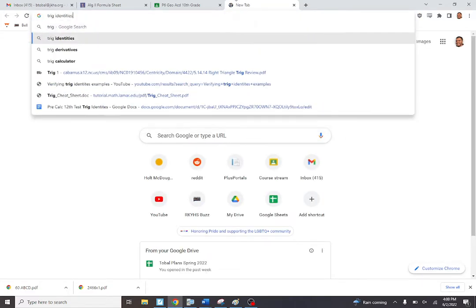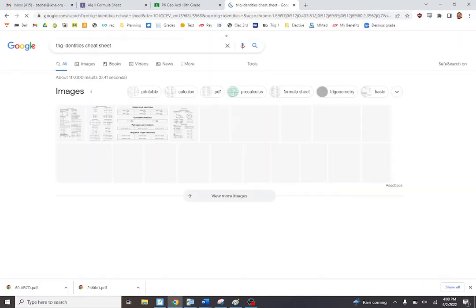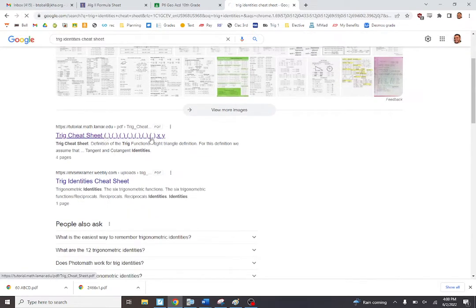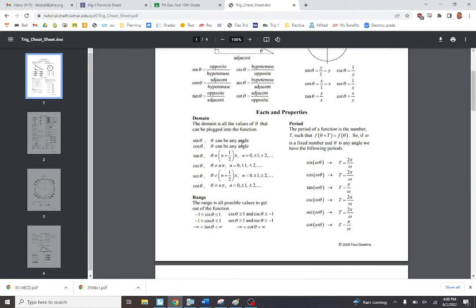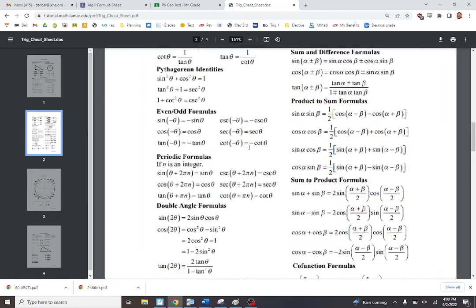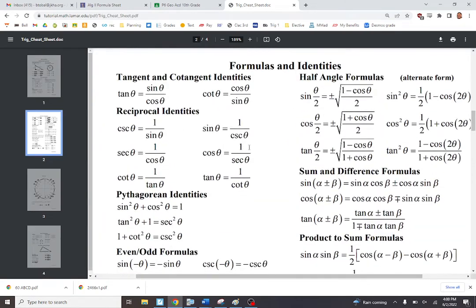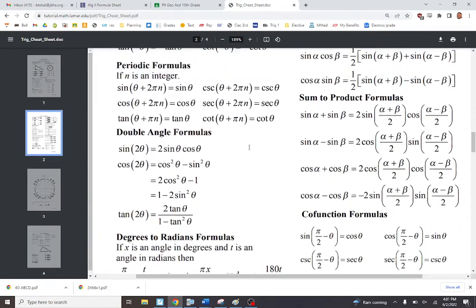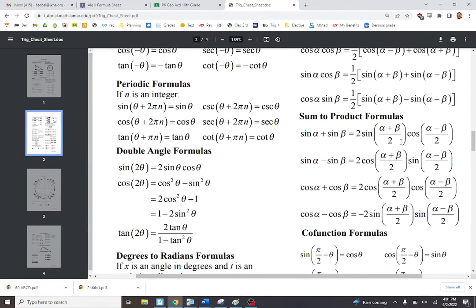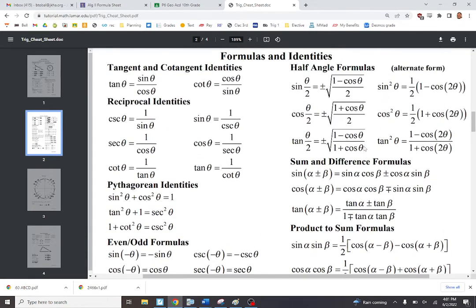Trig identities cheat sheet. Because I don't want to make a mistake, and then you guys tell me later I made a mistake, and then I have to make a new video. Where's the sum? Oh, this has some. There we go. It's sine cos, yeah. All right.